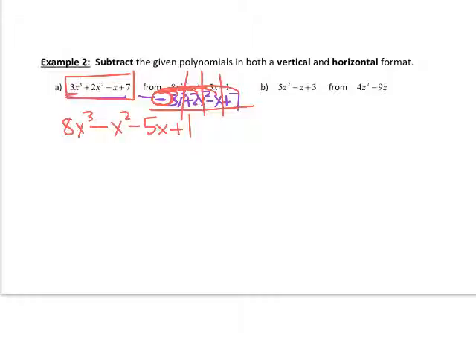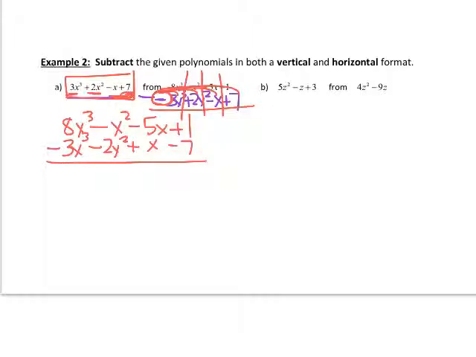Because it's positive here, I need to say negative x cubed. And because this is positive, I need to say negative 2x squared. And because this one is negative, I have to change that sign to a positive. And then this sign here for the positive 7 is going to be negative 7. So we're distributing the negative to every single term.